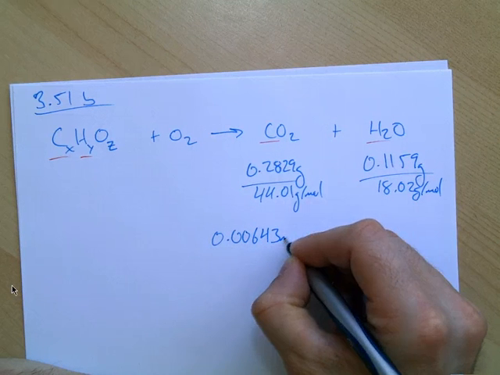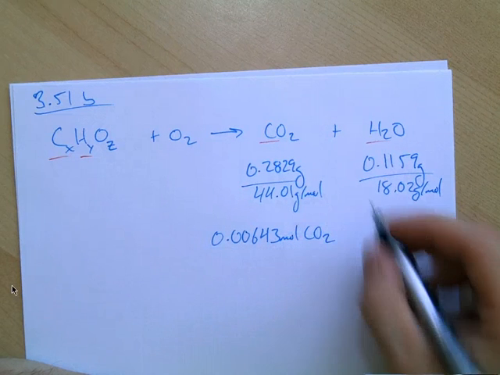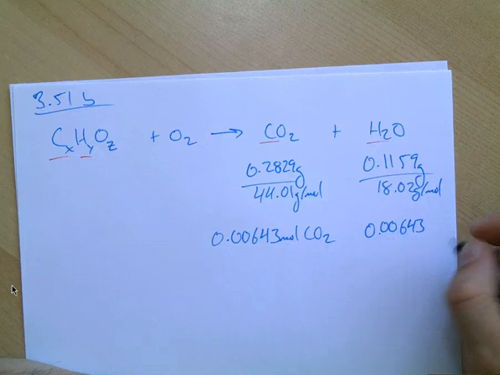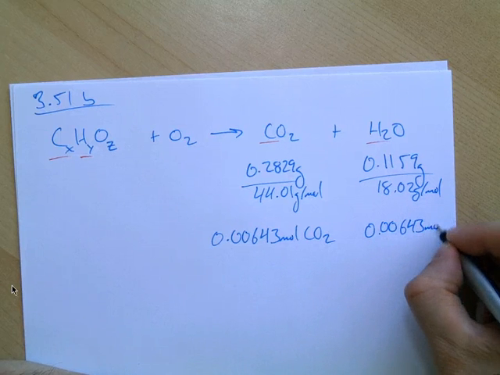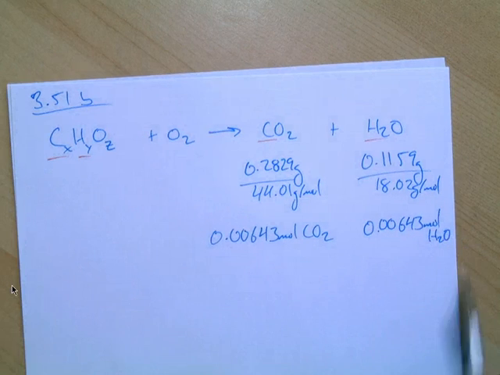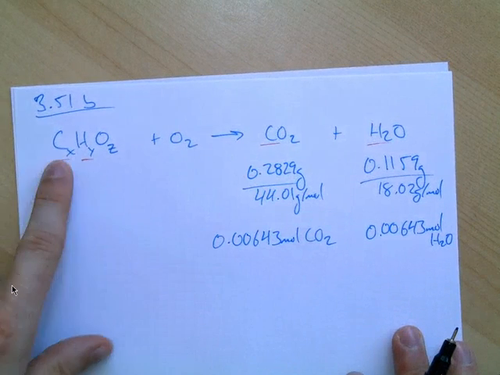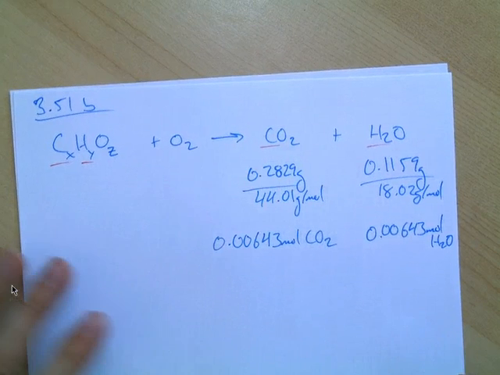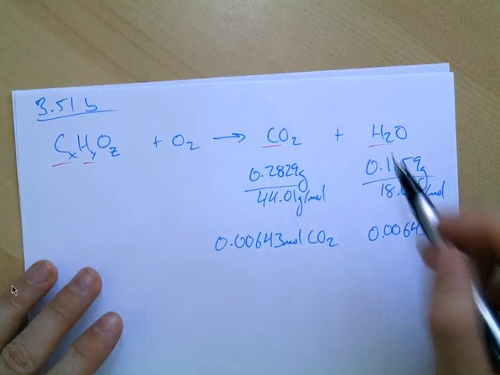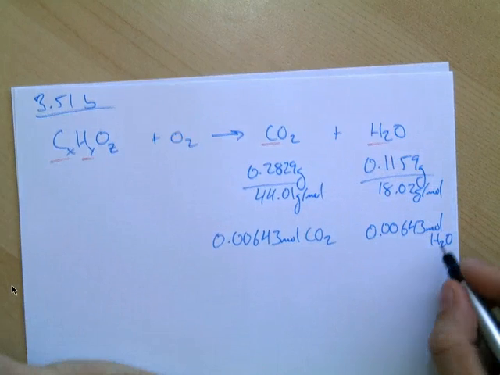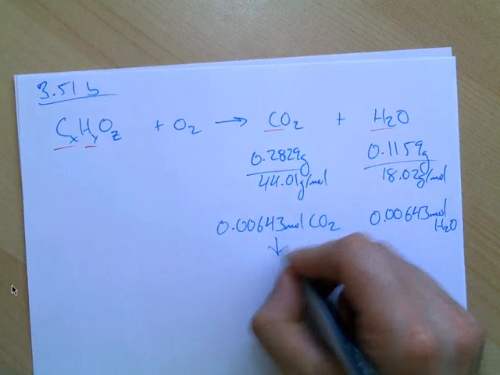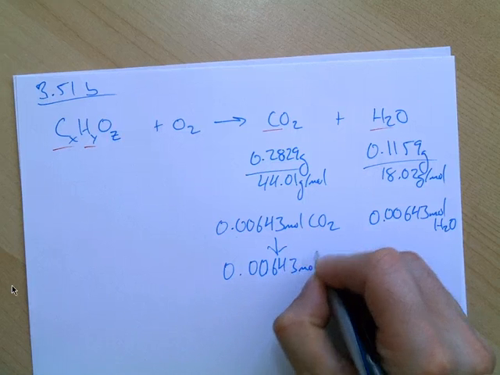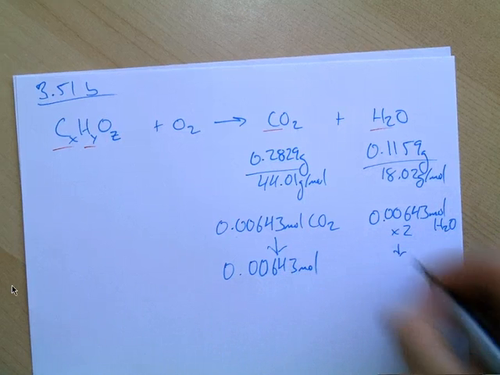0.00643 moles of CO2, and I get 0.00643 moles of H2O. So I get the same amount for each. But don't forget, since I'm trying to figure out the amount of carbon here, there's the same amount of carbon for every carbon dioxide molecule. For water, that's not the case. For every water molecule we have 2 hydrogens. So if I want to figure out the amount of carbon for this one, I don't have to do anything because it's a 1-to-1 ratio between the two of them. But for water, I have to multiply it by 2 so that I can figure out the amount of hydrogen.